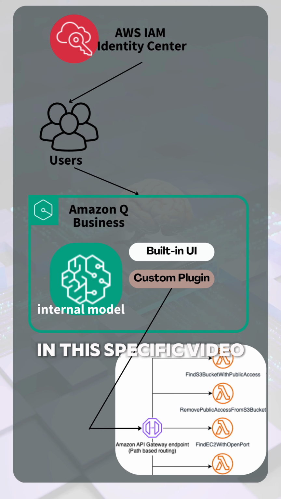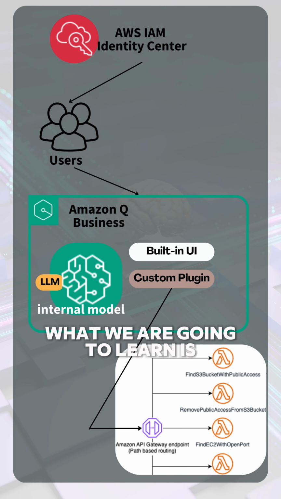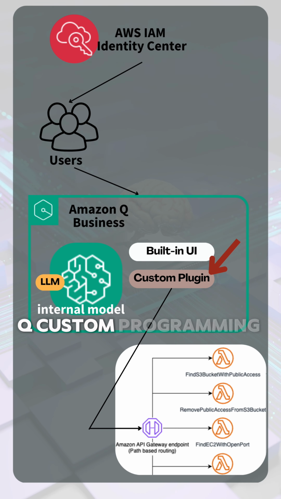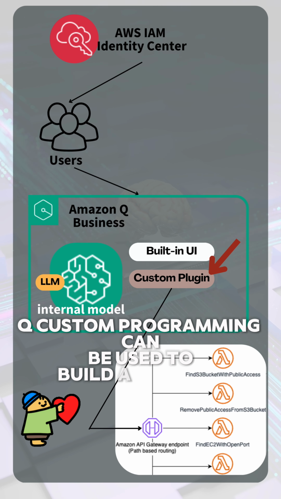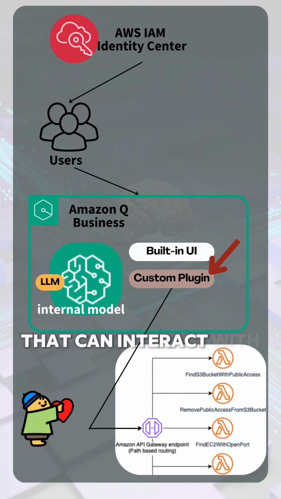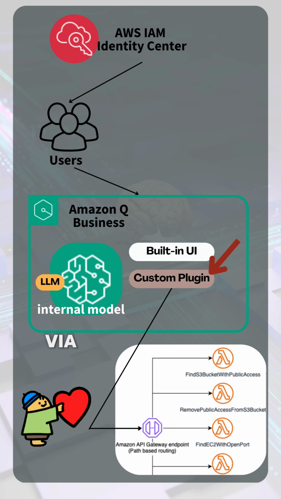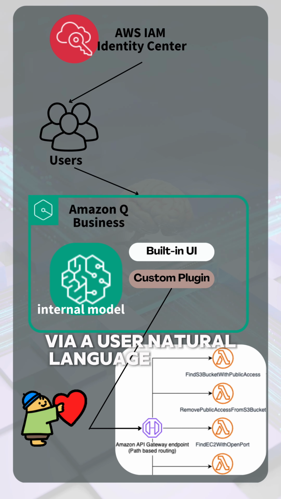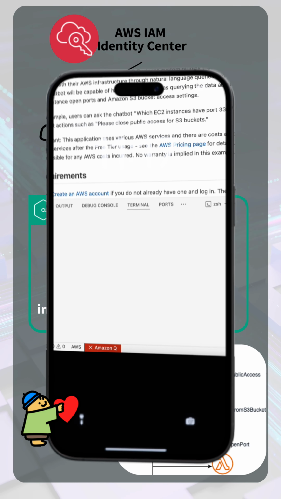In this specific video, what we are going to learn is how an Amazon Q custom plugin can be used to build a chatbot that can interact with multiple APIs via a user's natural language prompt. Stay tuned and let's have some fun.